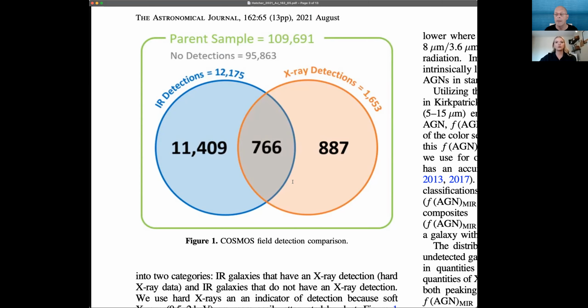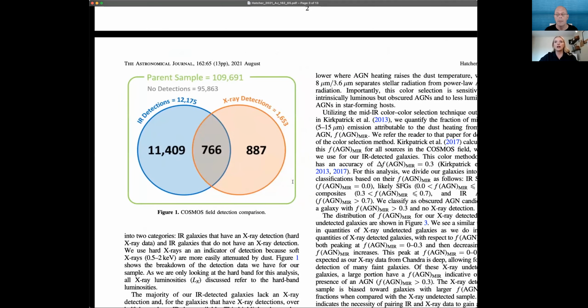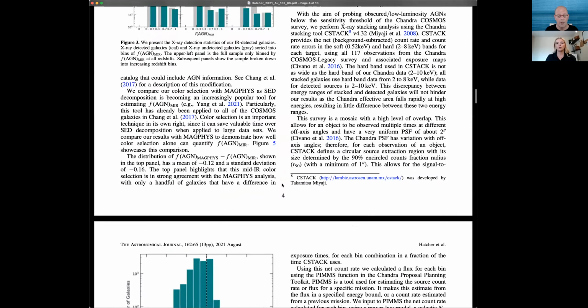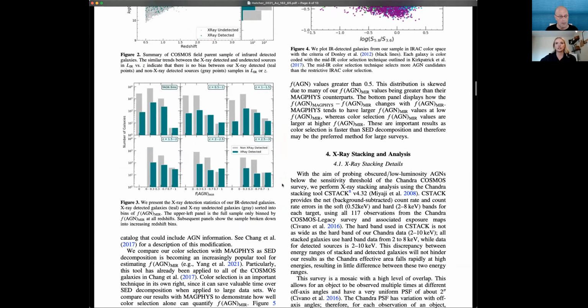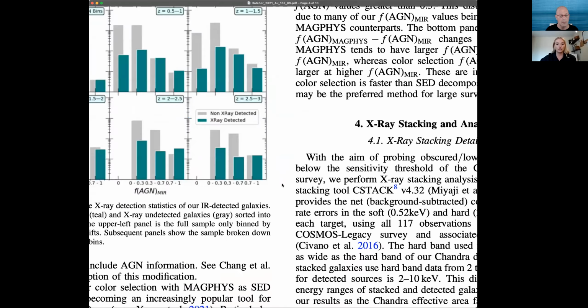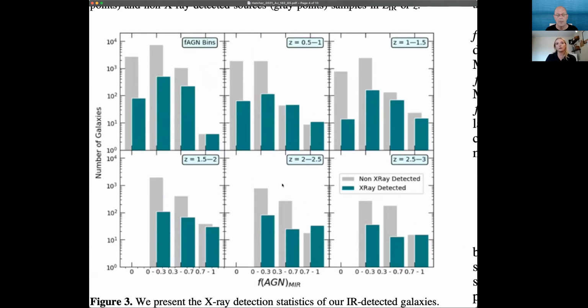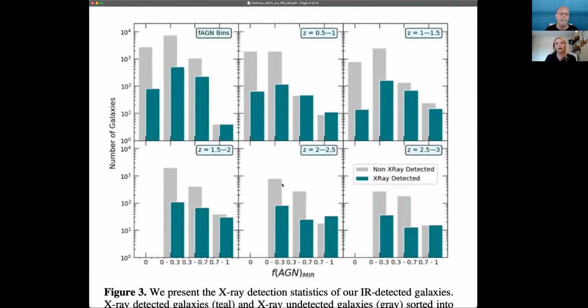So yeah, those are 2 categories. Next, if we scroll to figure 3, we're using Dr. Kirkpatrick's color selection outlined in her 2013 paper. We break our galaxies into FAGN bins, which is the fraction of mid-infrared coming from the AGN. So it's called a FAGN.